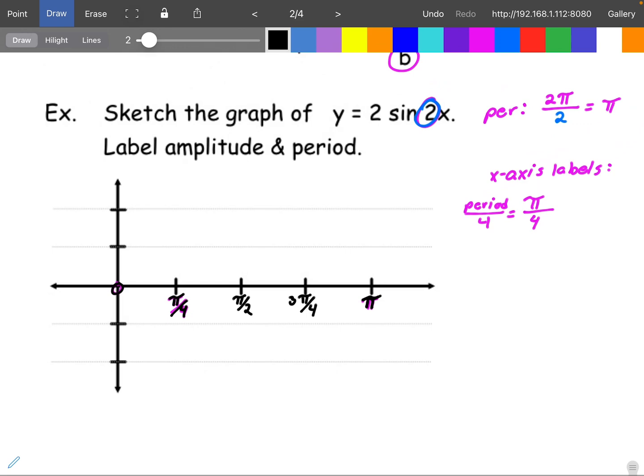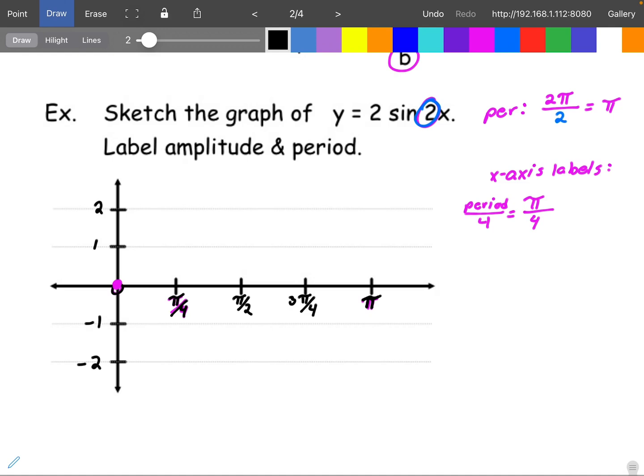So then we can sketch our graph now. We know what our labels should be. We're going to have those same 5 points, but instead of going up to 1 and down to negative 1, we're going to go up to 2 and down to negative 2. So then I start at 0 because this is sine. Then I go, oop, I haven't labeled my y-axis. So let's make this 1 and 2.